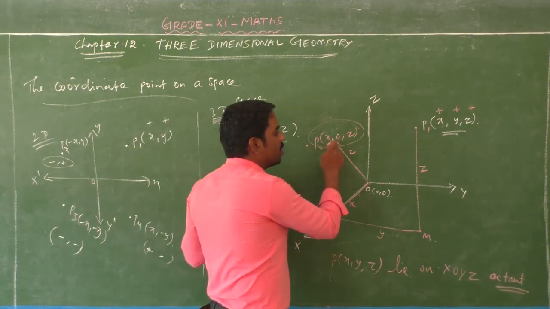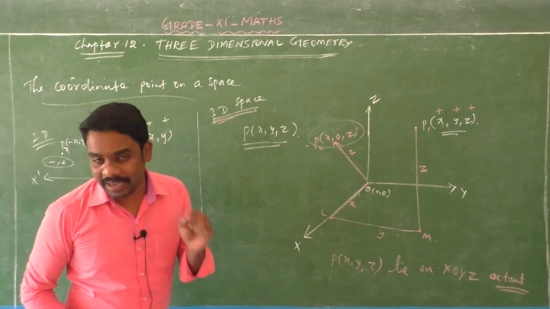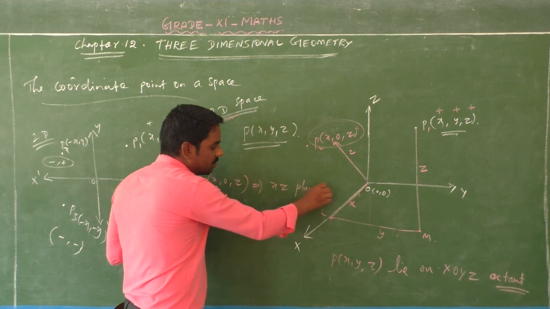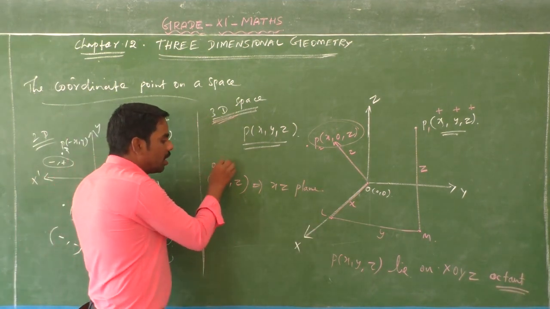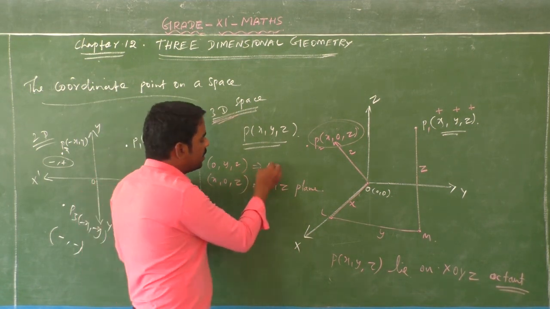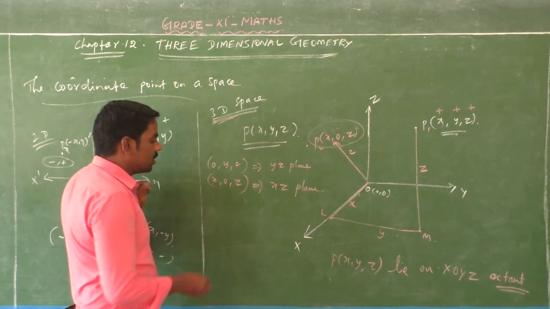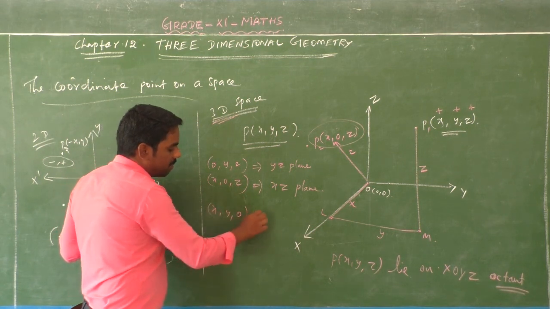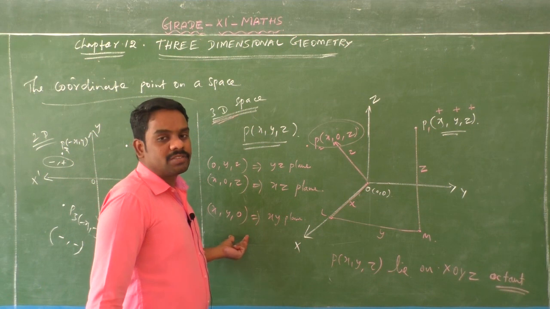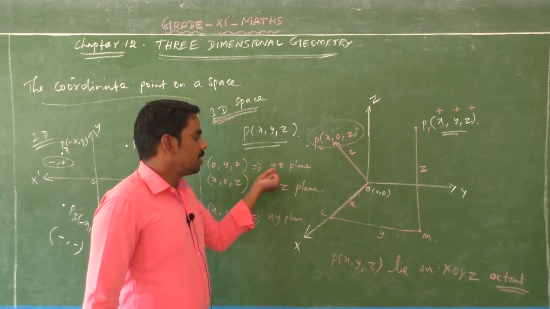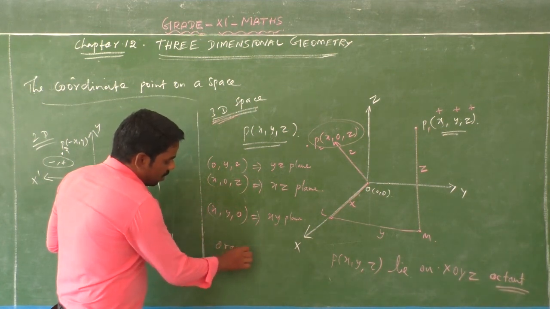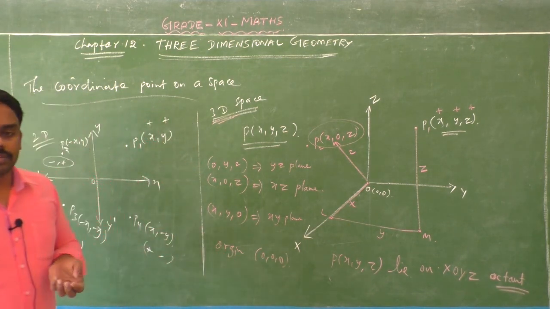So this point x comma 0 comma z lies on the xz plane. Suppose x value is 0, the point is 0 comma y comma z. X coordinate is 0, y coordinate and z coordinate are non-zero values. Then this point lies in the yz plane. Suppose x comma y comma 0, with z value 0. Then this plane is called the xy plane. In the xy plane, the z coordinate value is 0. In the xz plane, the y coordinate value is 0. And in the yz plane, the x coordinate value is 0. The point at the origin is called 0 comma 0 comma 0.